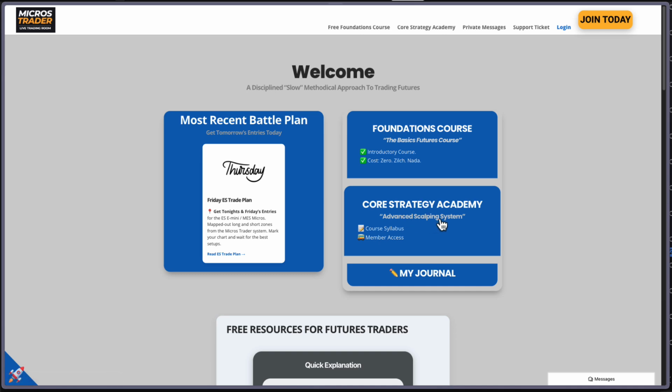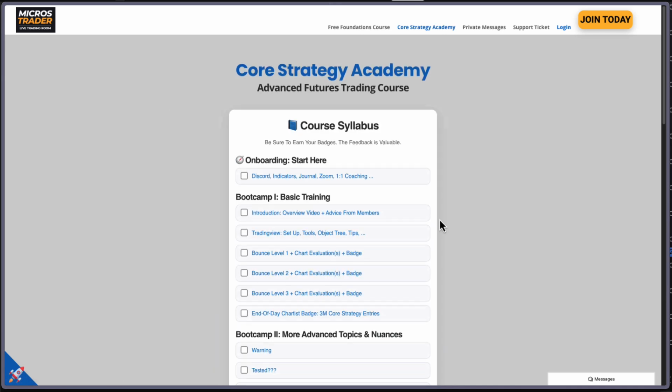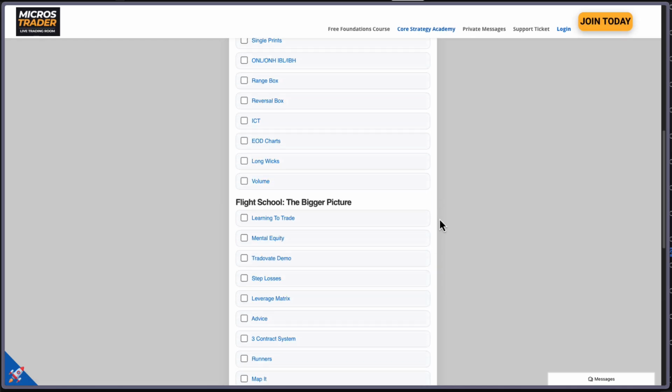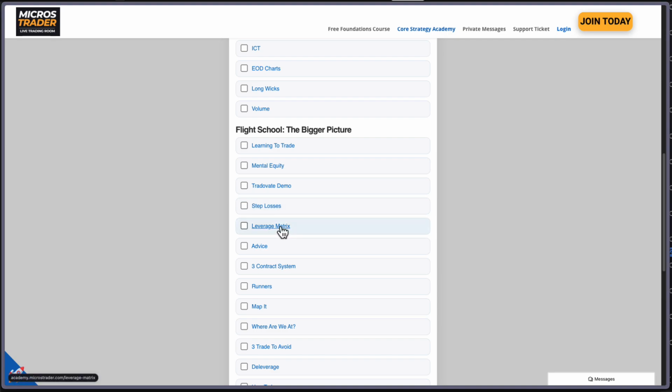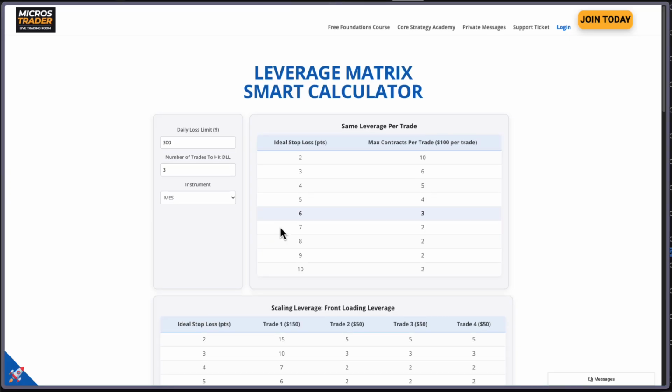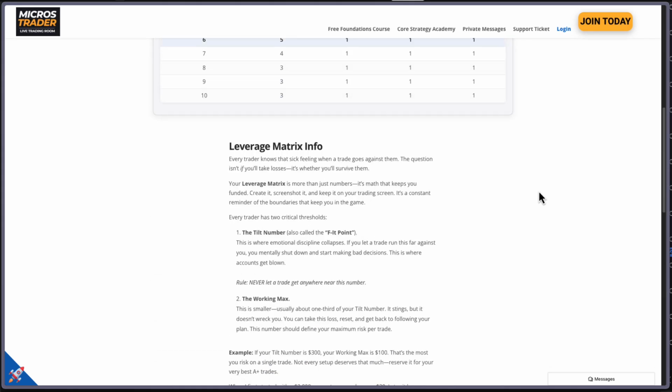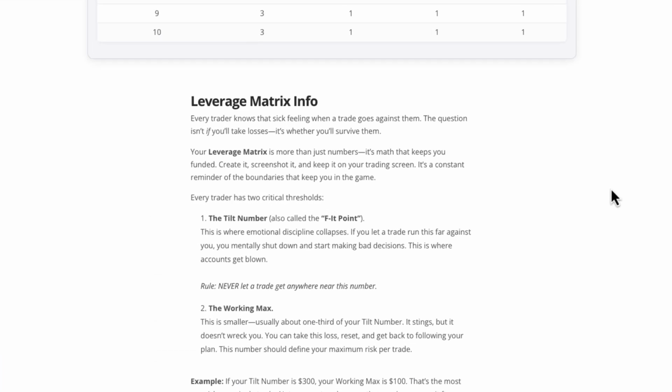So let's hit the Core Strategy Academy, and you're going to scroll down till you find leverage metrics. Click leverage metrics, and here we are at the smart calculator. This is going to help you determine the boundaries of your trading. So I want to scroll down and read this to you.